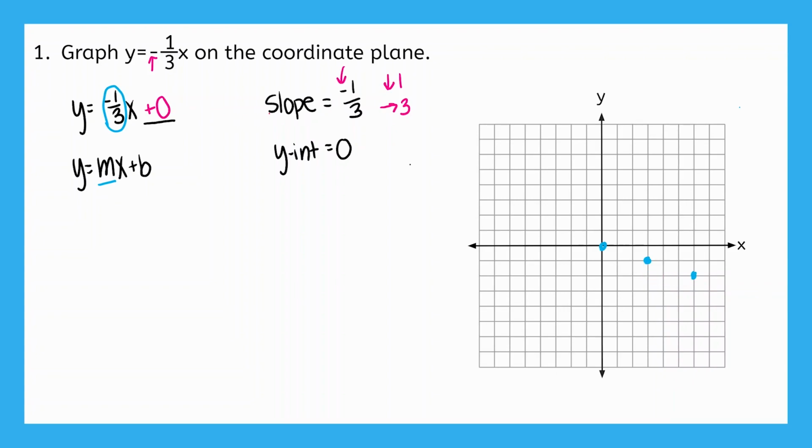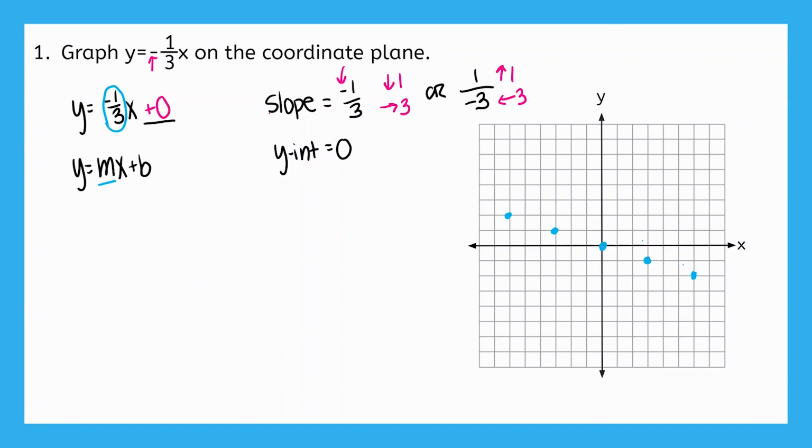I can also go back to my slope and take the opposite of the numerator and the denominator, which would make this a positive 1 over a negative 3. That can help me use my slope to go in the other direction, because now it looks like up 1, left 3. So I can go back to my y-intercept and go up 1 and left 3 to get to another point, which would be here. And why not one more for good measure? Up 1, left 3, and another point goes here.